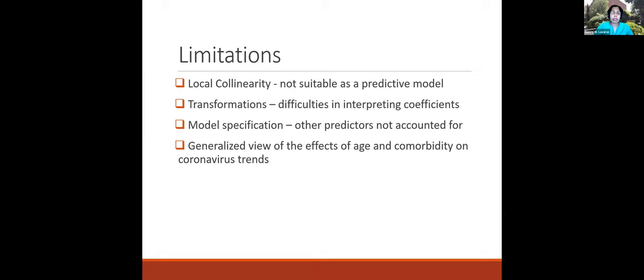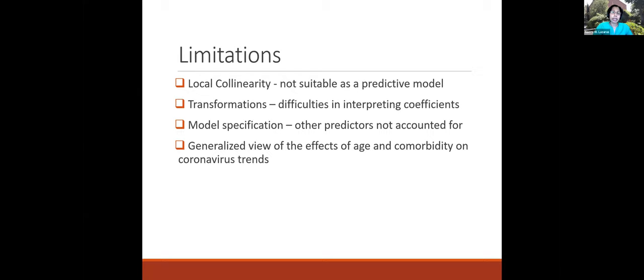In the interest of transparency, it is good to highlight the limitations of the GWR model, one of the most significant of these being local collinearity. Despite the efforts to specify the model so that the local collinearity is minimized, it still exists, and therefore it is not good for prediction purposes.